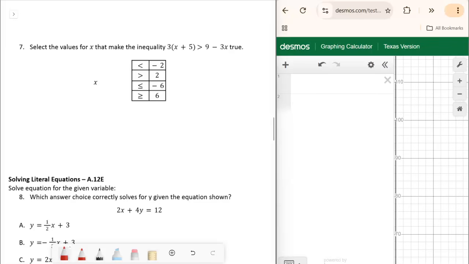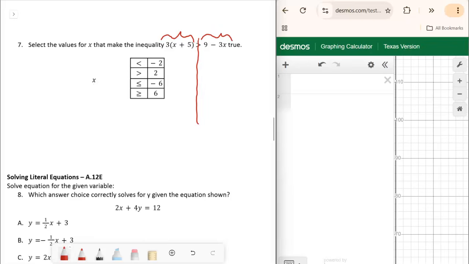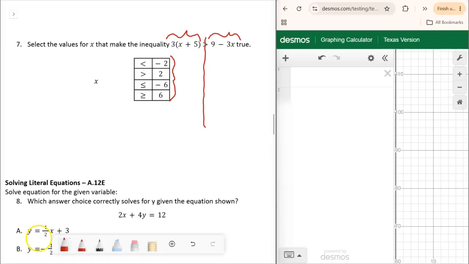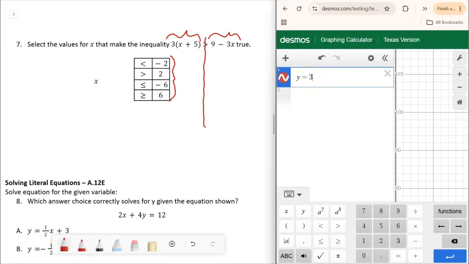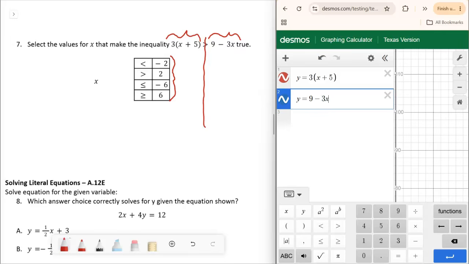Okay, in problem number 7, we're going to do the same thing. We're going to draw our line. We can put the left side in y equals, the right side in y equals, and at least figure out which one of these numbers the answer is. Okay, so let's type it in y equals. Y equals 3 parentheses x plus 5, close parentheses, and y equals 9 minus 3x.